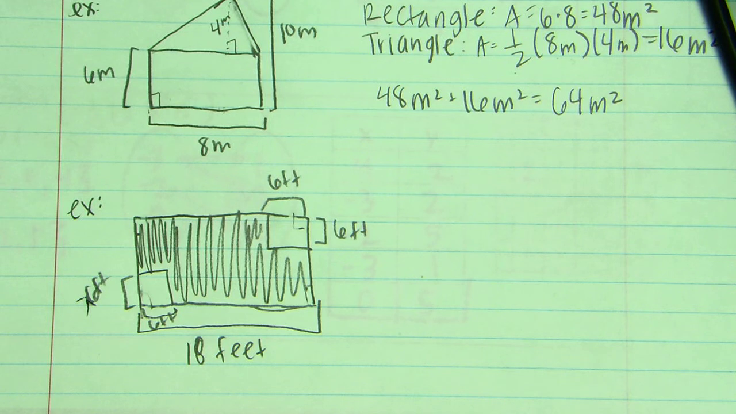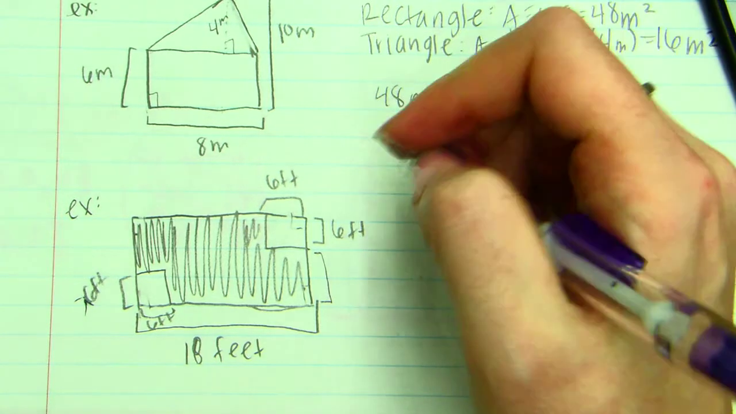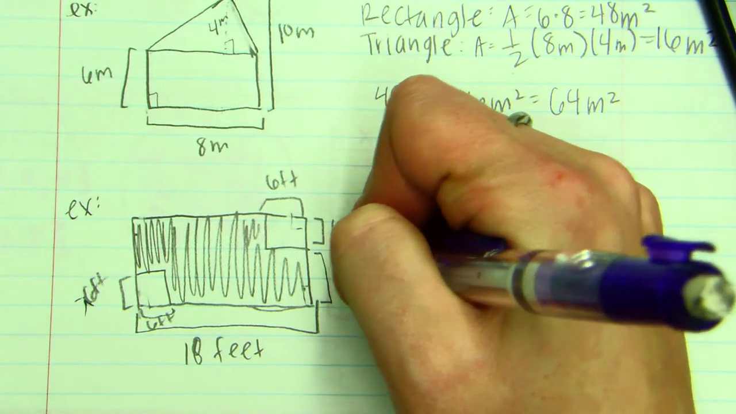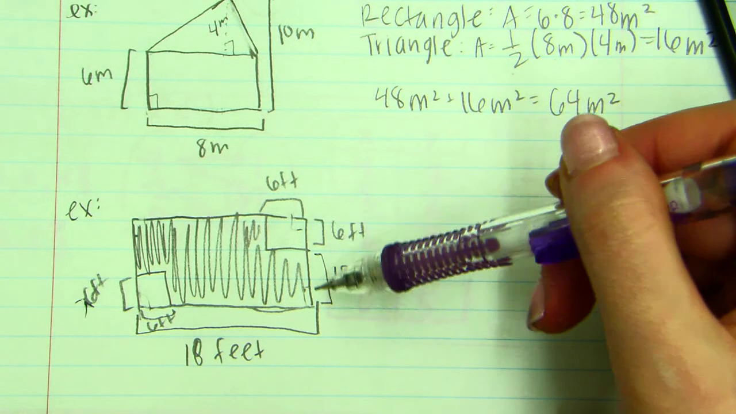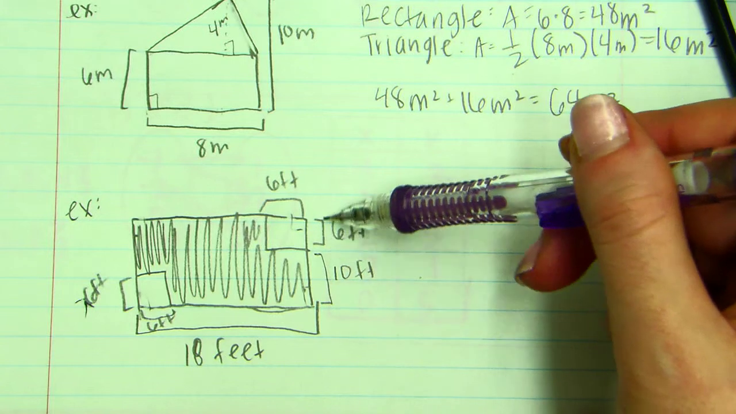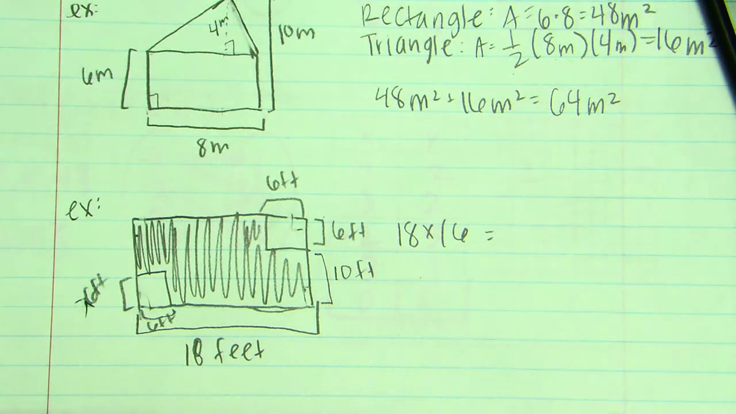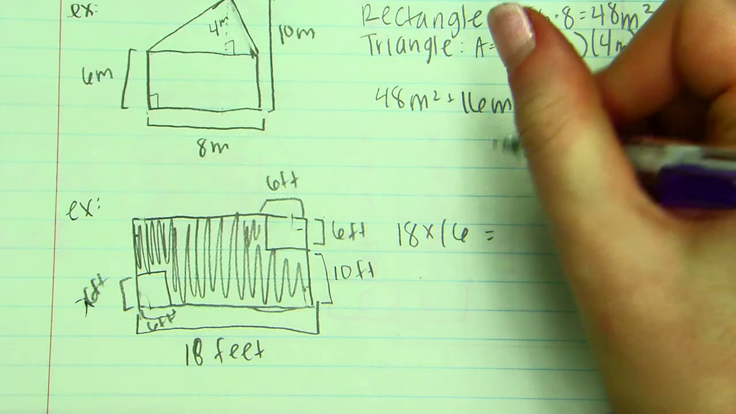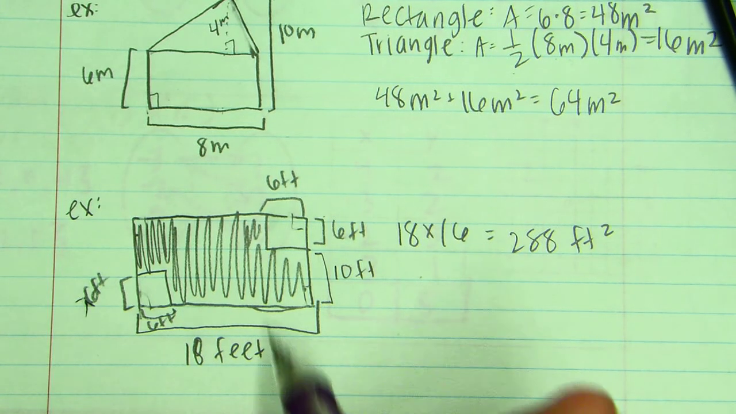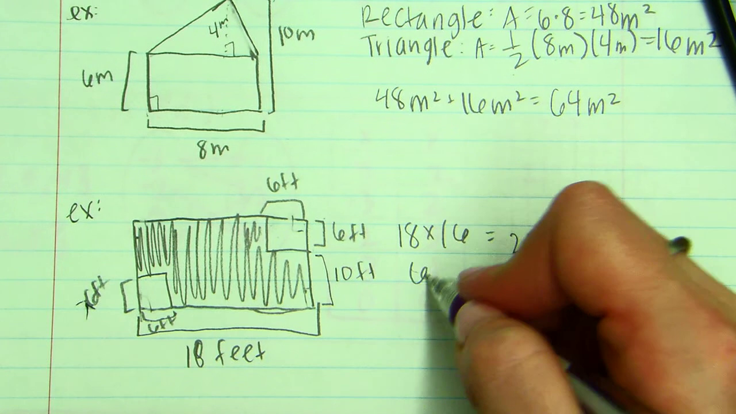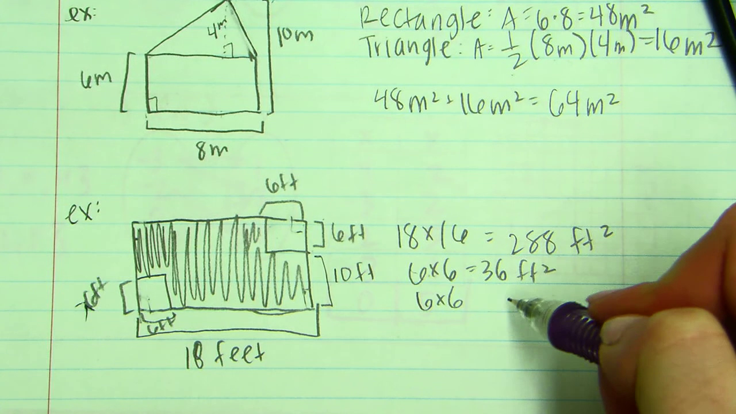So to do this one, I would find the area of the big rectangle first, and we need some more information. I need to know that this part right here is, let's say, 10 feet. So that means from here to here would be 16 feet, because 10 plus 6 is 16. I know this is 18 feet, so to find the area of the big rectangle, I would do 18 times 16, which gives me 288 square feet. I also know that this square is 6 times 6, which is 36 square feet. And I have another one over here that's also 6 by 6, so 36 square feet.